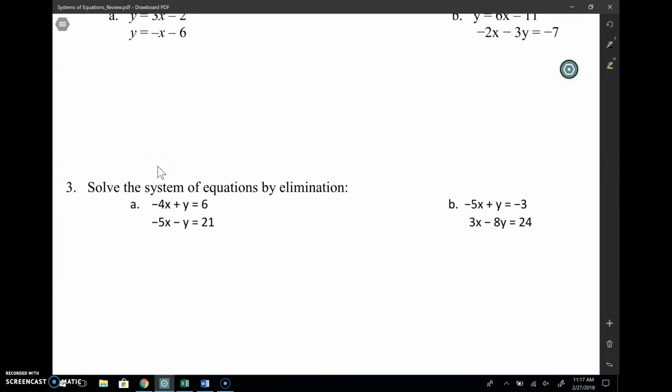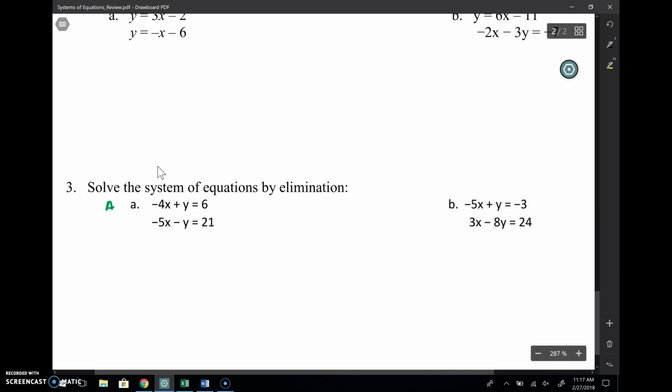Alright guys, we're gonna move into solving these two systems of equations using the elimination method. I will use elimination through addition, so that means I'm just gonna add. My goal is to add the top equation to the bottom equation. So this will be equation A, this will be equation B.